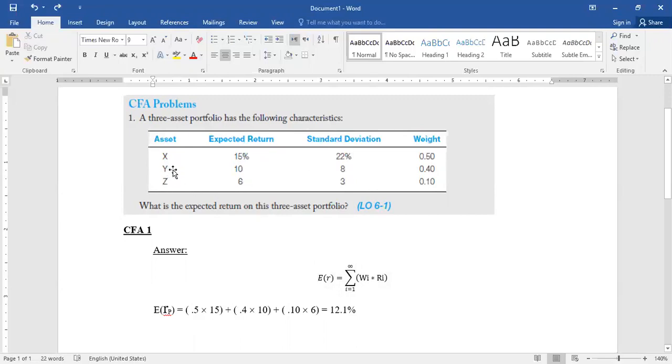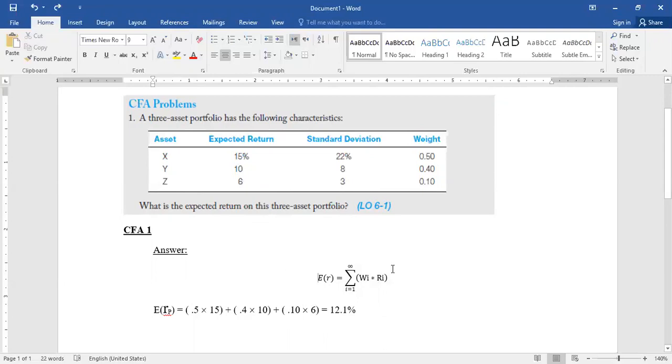For the second asset, asset Y, we have a weight of 0.4 or 40%. We multiply it by the expected return of Y, which is 10%. So 0.4 times 10%. And we add to that, for asset Z, an expected return of 6% and a weight of 0.1. So we multiply those: 0.1 by 6%.